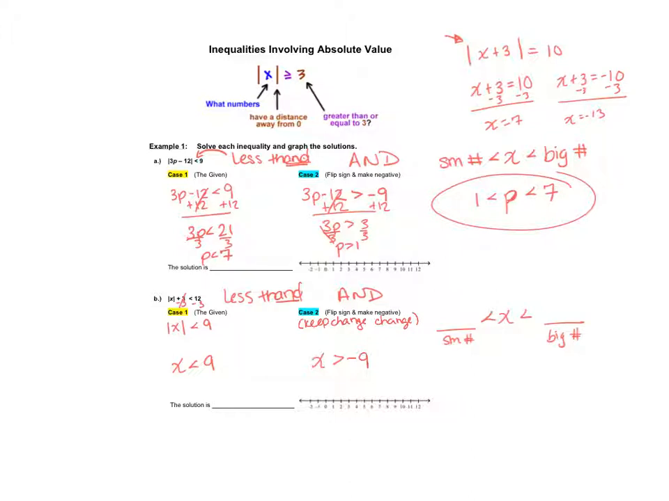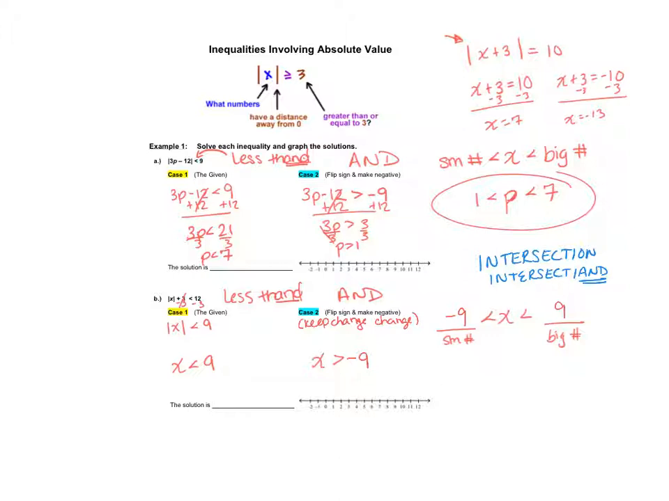Okay, these are already solved for, so my small number is negative 9, less than x, less than the big number. And to graph these, what it ends up looking like is an intersection. I also call this an intersection. Some people make fun of me for that, but guess what? It sticks. And I have students that come back over the years and say, oh, that was an intersection.